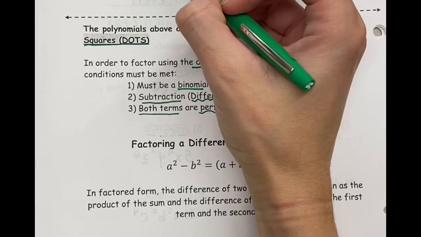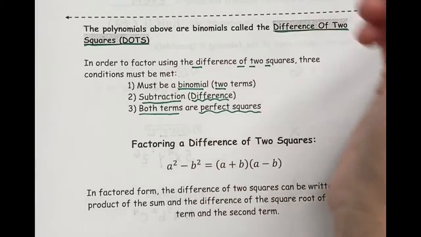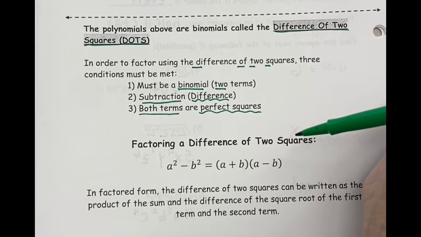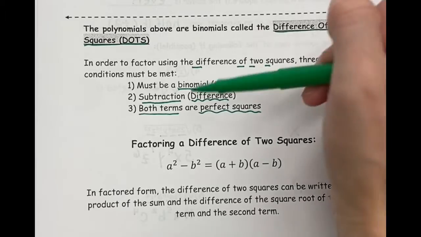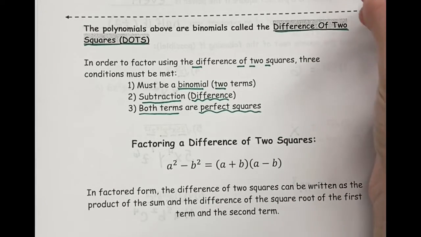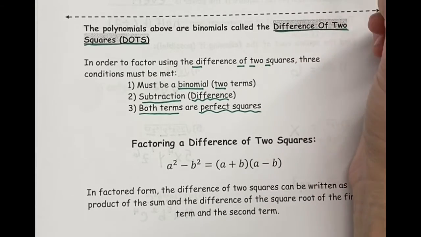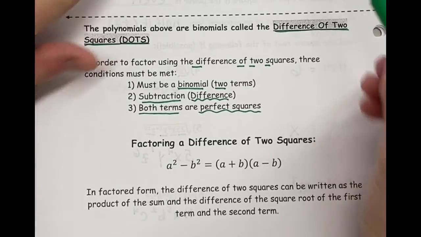Now remember, when we're looking at an exponent, if my exponent is even like it is here, it's a perfect square. And I know 16 is a perfect square, so there are my two squares. Let's look at number 2 here. I have a difference, which is subtraction. Then I have two terms, which is a binomial. And then are they perfect squares? My exponent's even, and 9 is a perfect square, so it is. So we would use DOTS on these.